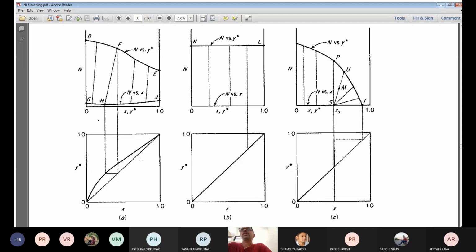Now this upper curve, N versus X, Y, you can see there are two graphs. One graph, G H J, is known as N versus X. And the upper curve, D F E, is the curve N versus Y. So this N versus X curve shows the raffinate phase. Raffinate phase means it is a clear solution.